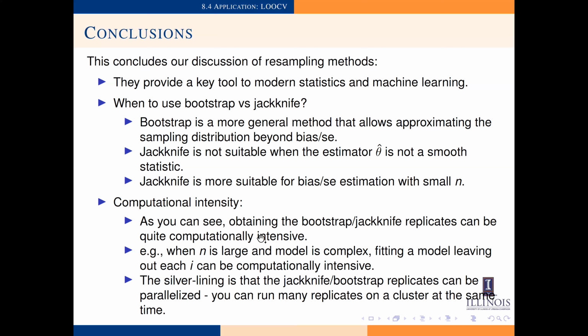But the silver lining is that Jackknife and Bootstrap replicates can be parallelized. In other words, you don't have to use a for loop to run these. You can run each Bootstrap replicate or Jackknife replicate at the same time. So you can run many replicates on a cluster, such as the Illinois campus cluster. In this case, you can, for example, submit 1,000 jobs at the same time. And for each of them, you are leaving out one of the 1,000 observations and fitting the model. Because you're running them at the same time, you can get the results at the same time as well.